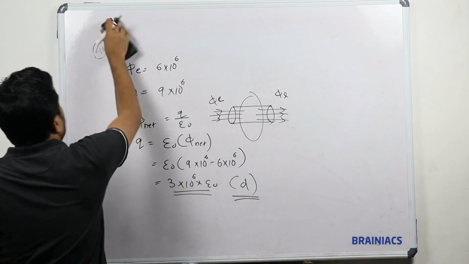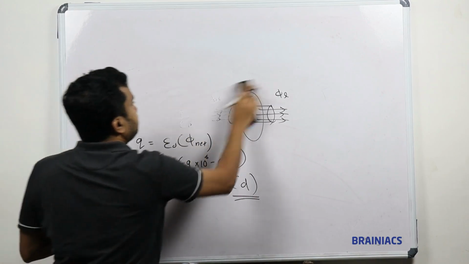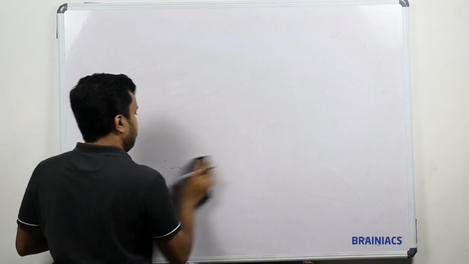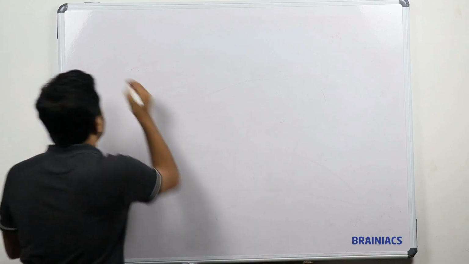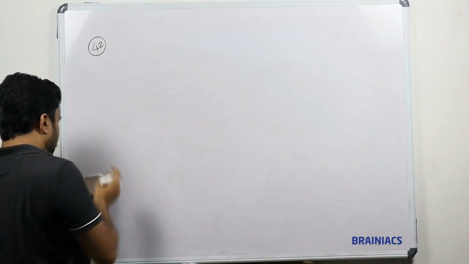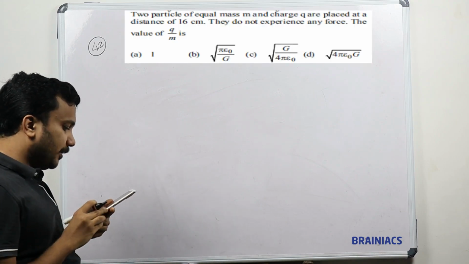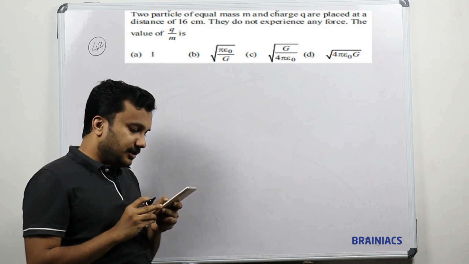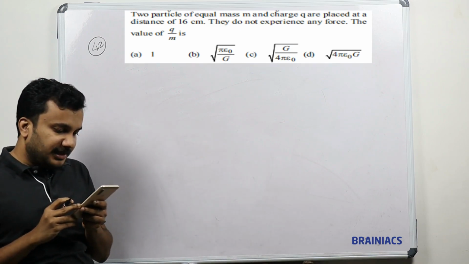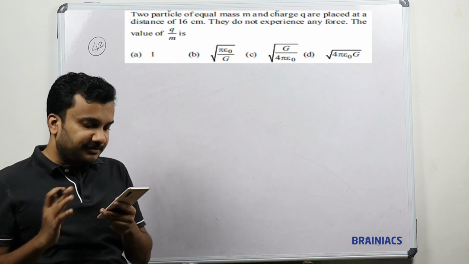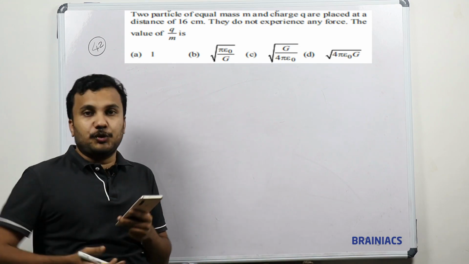We'll move to the next question, 42. Question 42 is speaking about two particles of equal masses m and equal charge, placed at a distance of 16 centimeter apart. They do not experience a force. Find the value of Q by m.